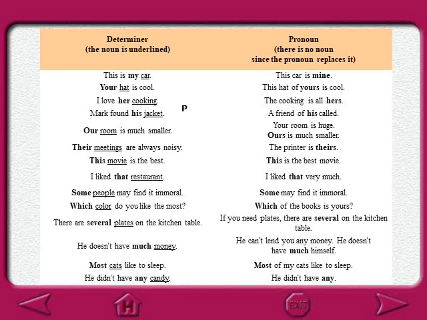Mark found his jacket. A friend of his called it. Our room is much smaller. Your room is huge. Ours is much smaller.